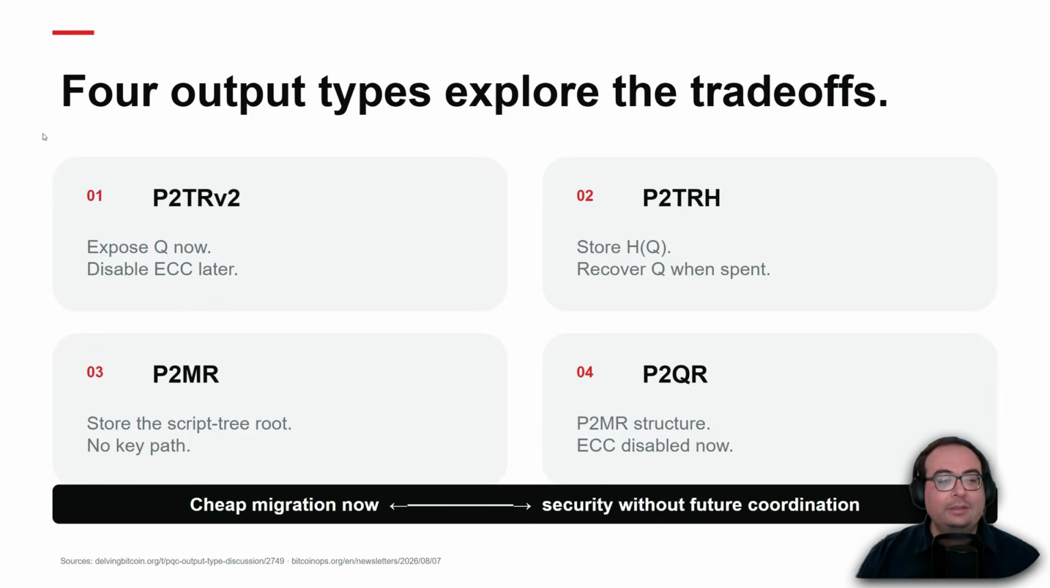And here in this video, we will look at these 4 types of transaction outputs. This is the BIP360, P2MR. We have also P2QR, P2TRv2, so Taproot v2, and P2TRH, okay? And I mentioned 4 questions, 4 trade-offs, but in general, you can also focus on these axes. Some are cheaper and incentivize migration now, but what they trade is the possibility to enforce security without any future coordination.